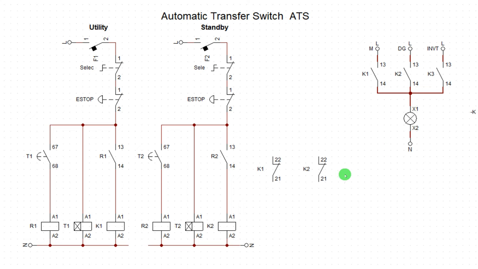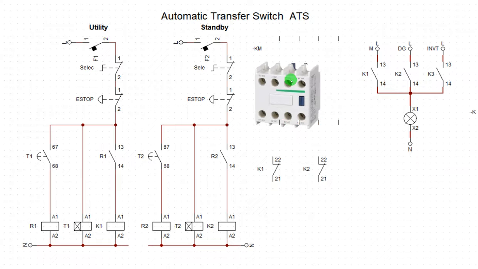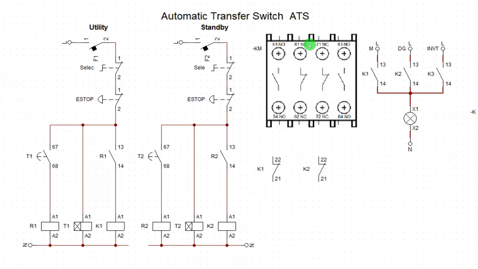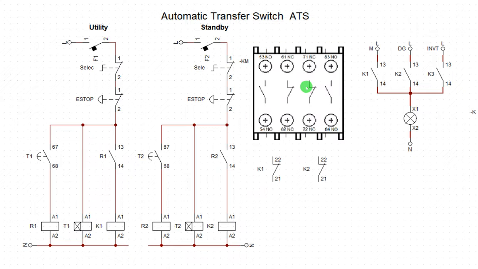Now this is the contact that we're going to use for the interlock. But the preview of the interlock is this. Let me show you how it looks. This is the electrical interlock we are using. You attach this on top of your contactor. Let me show you the preview. Look at it now. This one we have normally open, normally closed, normally open, normally closed.